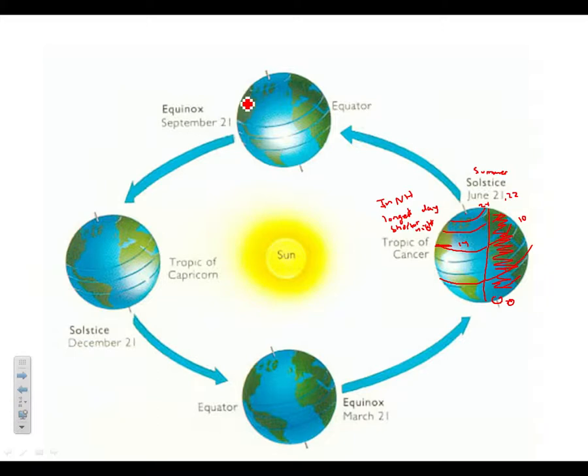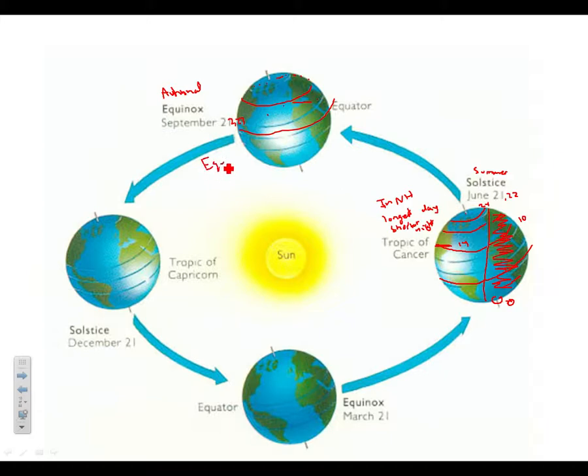So every place on Earth is going to get 12 hours of sunlight, and then 12 hours of darkness. Okay, so this is going to be the autumnal, A-U-T-U-M-N-A-L, autumnal equinox, September 22nd or 23rd. So it's equal day and night everywhere.